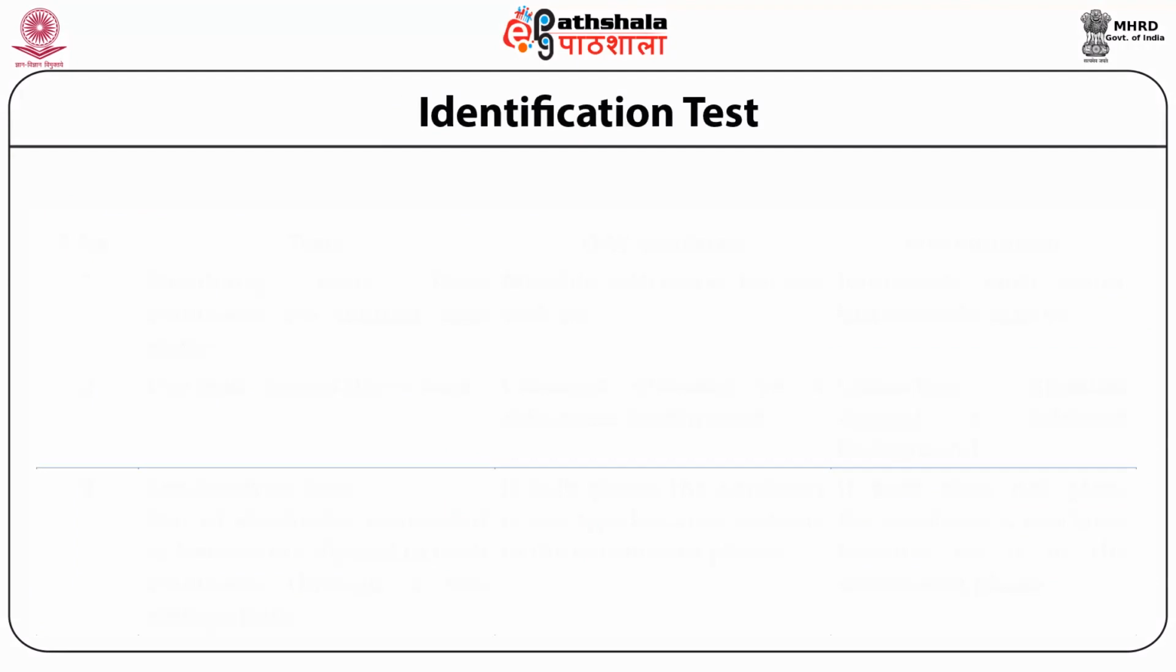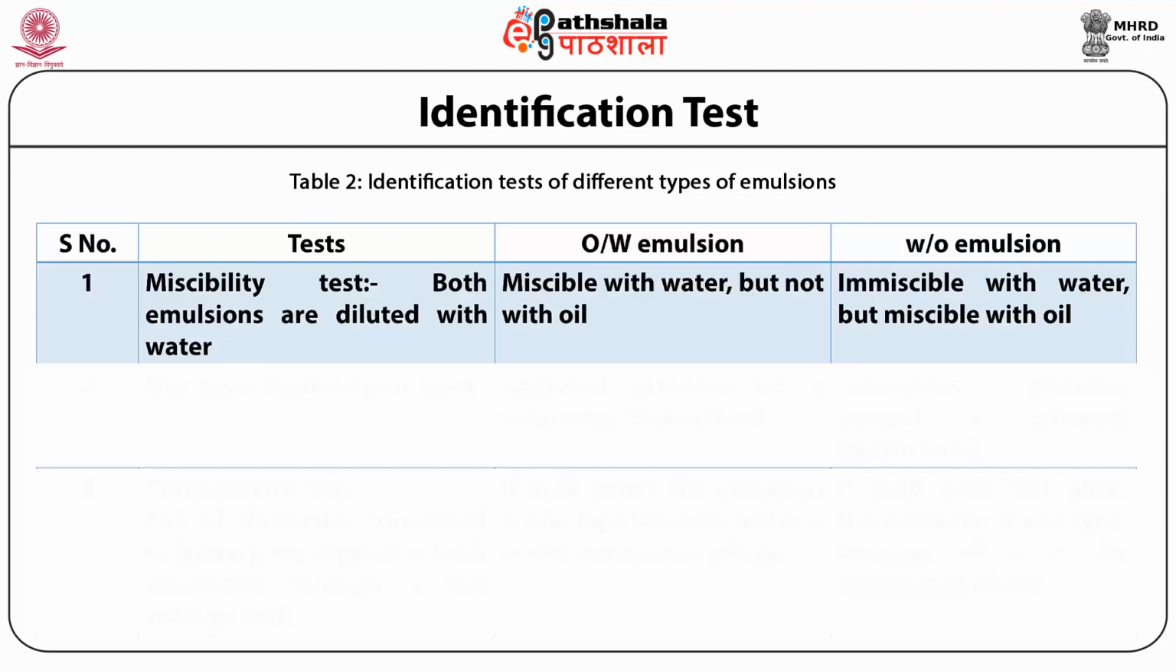Identification tests. We need to identify the types of emulsions we are using, and in order to facilitate this, Table 2 depicts the various identification tests which are used to identify the emulsions. The first test of identification is a miscibility test. In this test, both the emulsions are diluted with water.